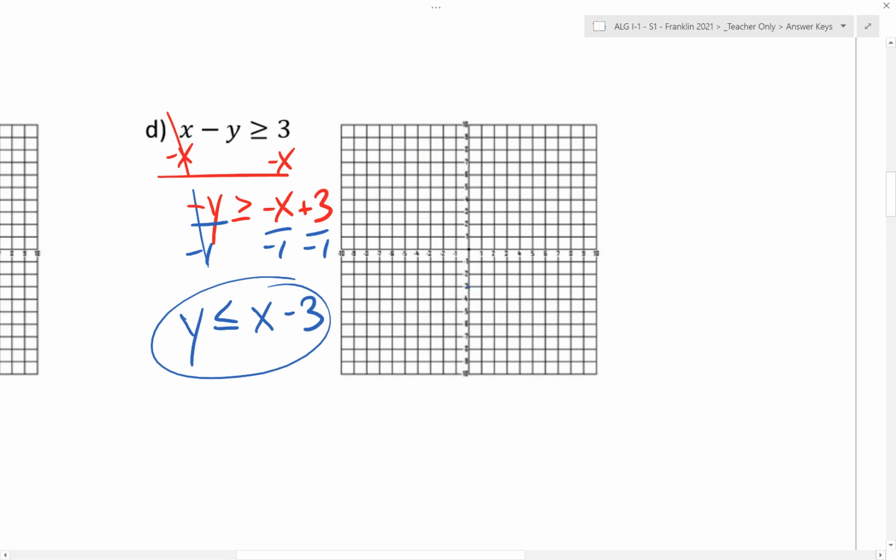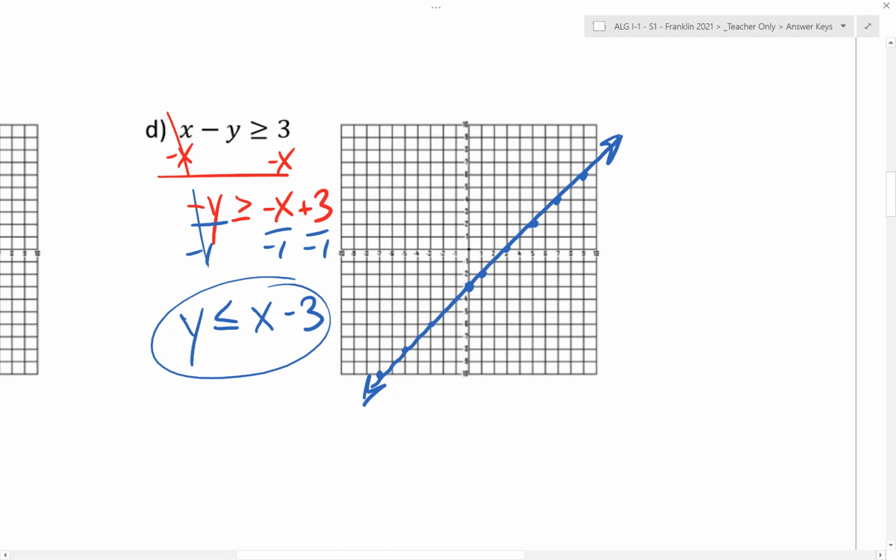So we start at negative 3 on the y-axis. Our slope is positive 1, that's 1 over 1. Now I'm going to skip every couple here just because it'd be a lot of dots. But up 1 over 1 or down 1, left 1. There we go. And we do want it to be a solid line this time because it does have the equal to bar. So a solid line like that.